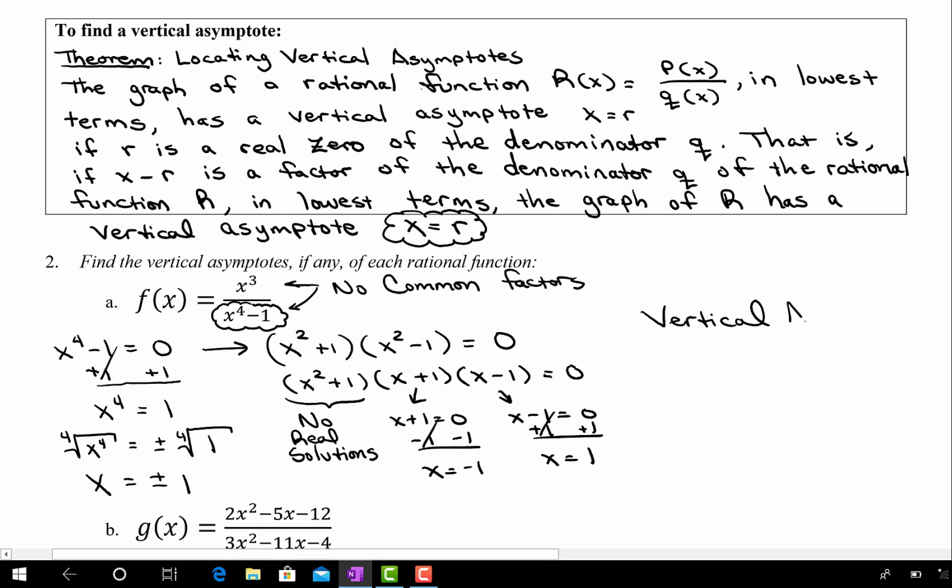So my only vertical asymptotes are going to be at x equal to negative 1 and x equal to positive 1. And that's it. Let's go ahead and box that in. That's our final answer for that problem.